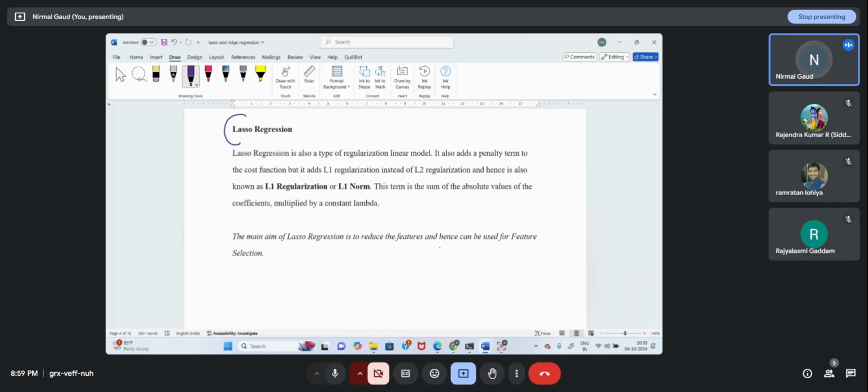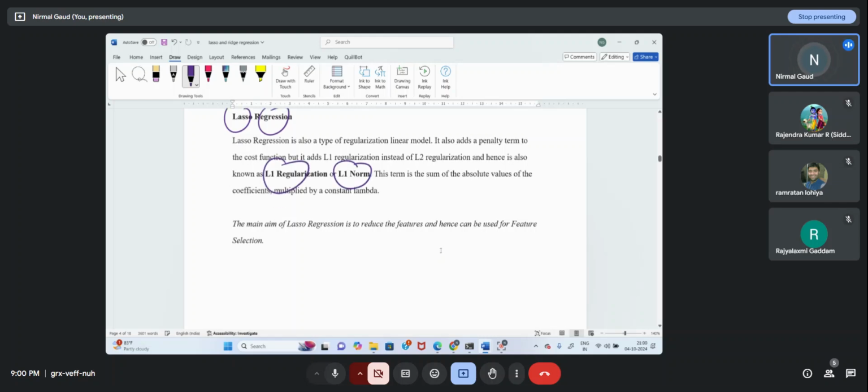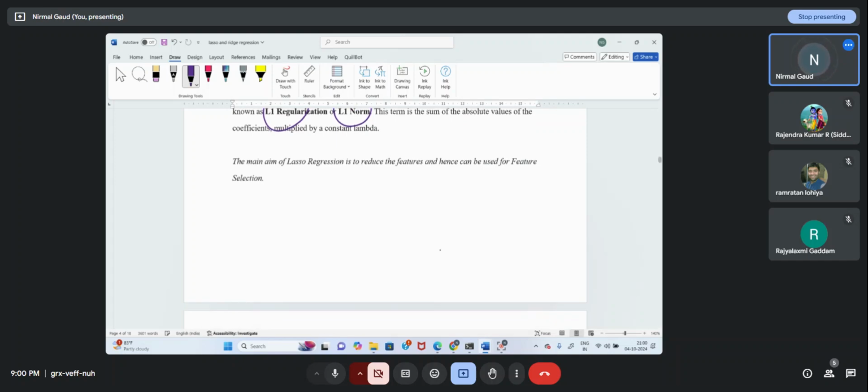In lasso, we have the same thing. It is called L1 norm or L1 regularization. Both L1 and L2 are designed to reduce overfitting. But you have to remember one thing. L1 can reduce the features. Very important. L1 can drop the features. It is a dimensionality reduction technique.